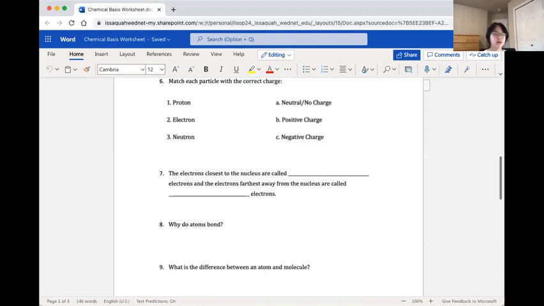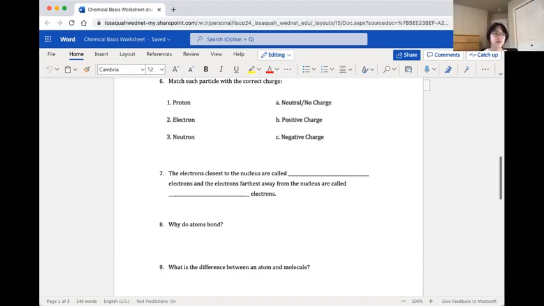Now, this one is also a little harder, but I'll give you guys a hint. You can think of the nucleus as a core, and a core is like a center. So what type of electrons are they? Core electrons? Yes, the electrons closest to the nucleus are called core electrons.